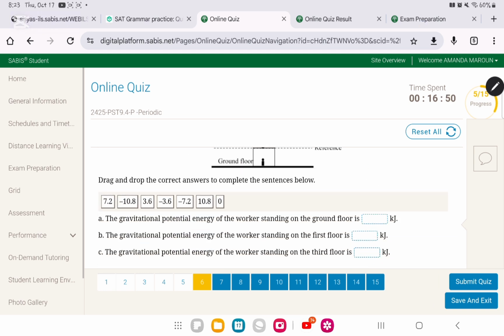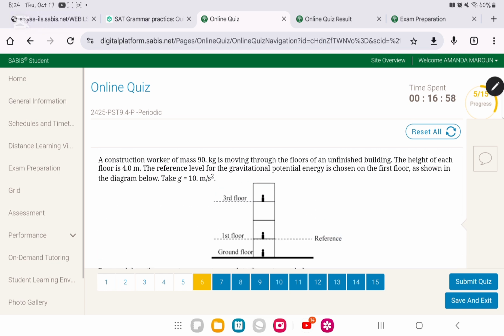Okay? Now, the gravitational potential energy of the worker standing on the ground floor. To know if the gravitational potential energy is plus or minus, look what we will do. We will start from the reference level. Where is he standing? He is standing on the ground floor, so it's down. The arrow is pointing down. If the arrow points down, then for the gravitational potential energy, it is what?